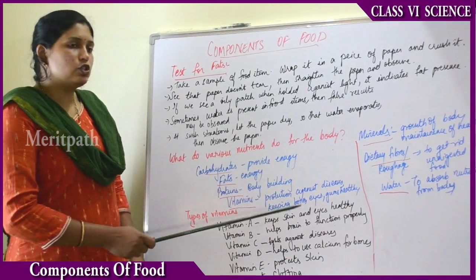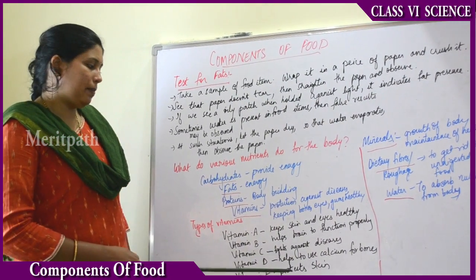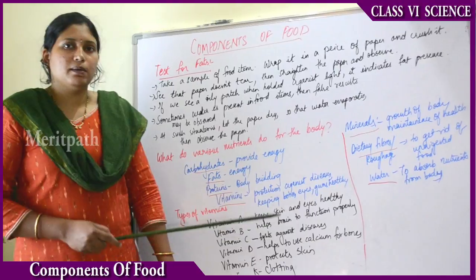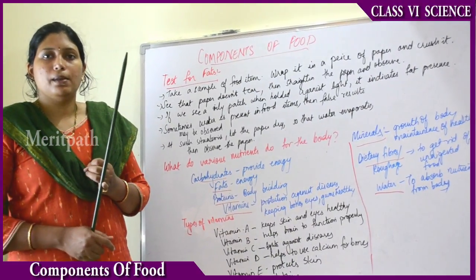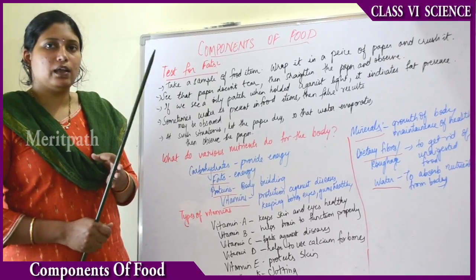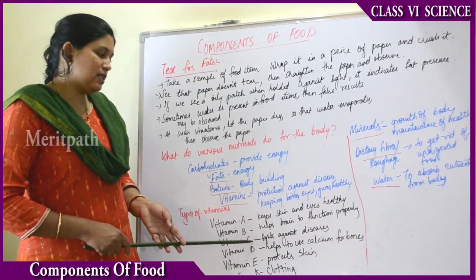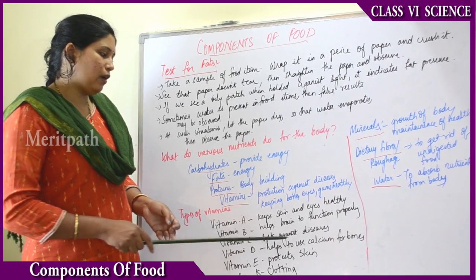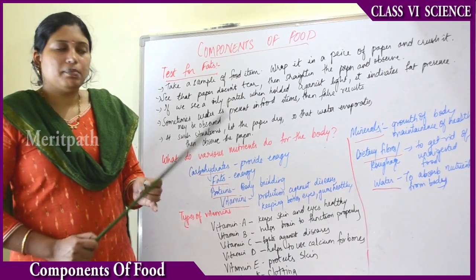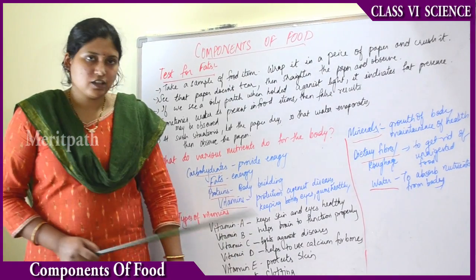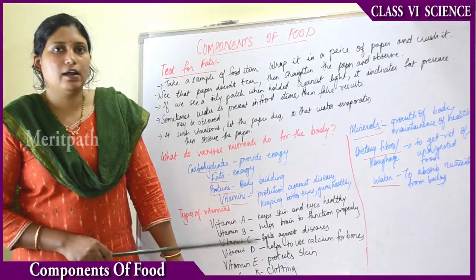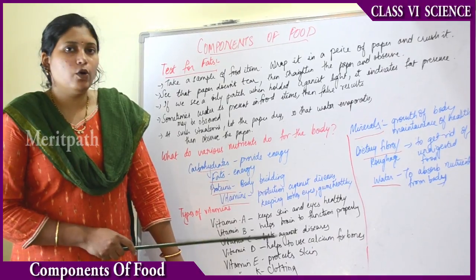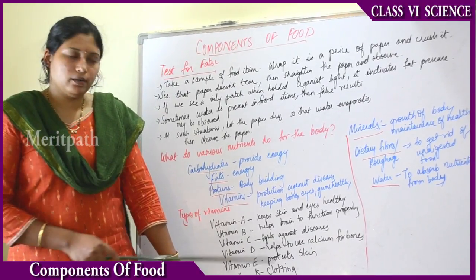It helps the brain to function properly. Then you have vitamin C. Vitamin C is usually found in citrus fruits like gooseberry, amla, orange, mosambi, and all these fruits are sources of vitamin C. So vitamin C helps to fight against diseases. That means it boosts your immunity. Suppose if you are having cold, you must take more amount of vitamin C. That means you are giving the body more immunity to fight against the cold.